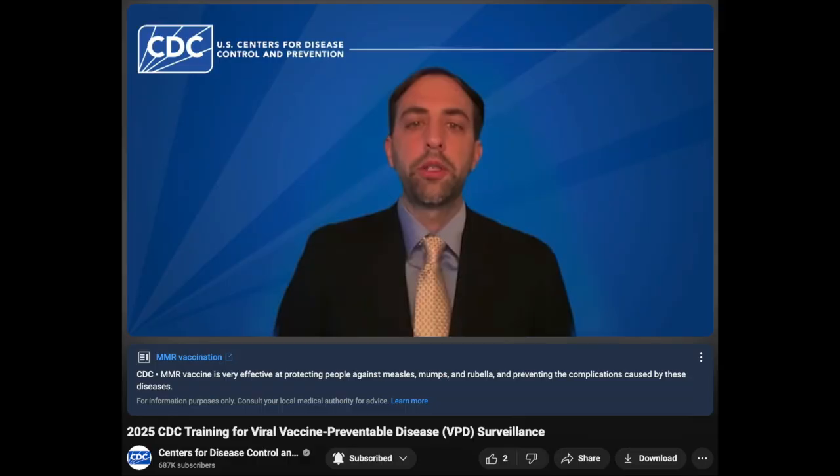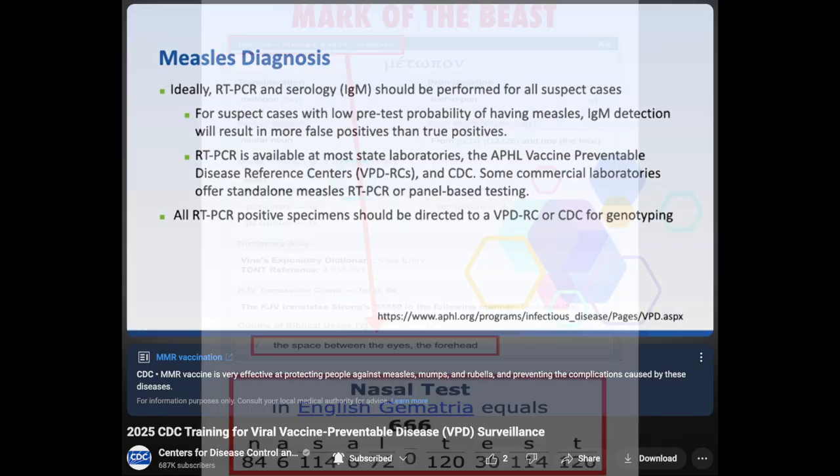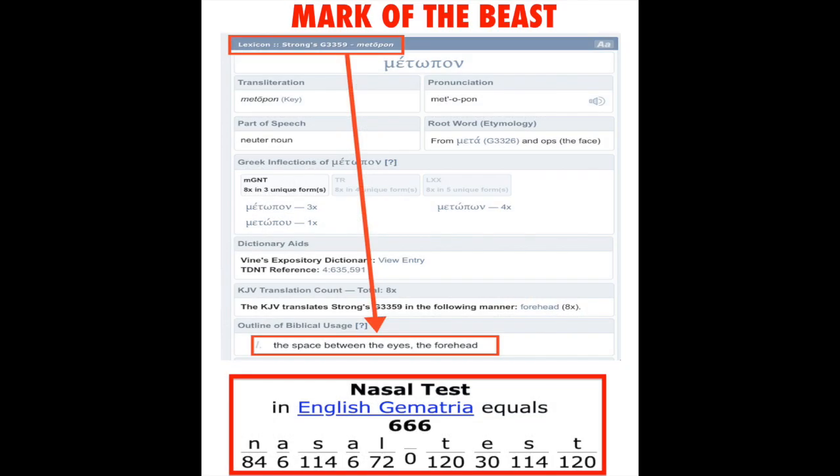The time from exposure to developing the rash is 10 to 14 days, with a range of 7 to 21 days from exposure to rash onset. Ideally, reverse transcriptase polymerase chain reaction, or RT-PCR, on a nasopharyngeal or oropharyngeal swab or urine should be performed alongside serology, or IgM, for all suspect measles cases.